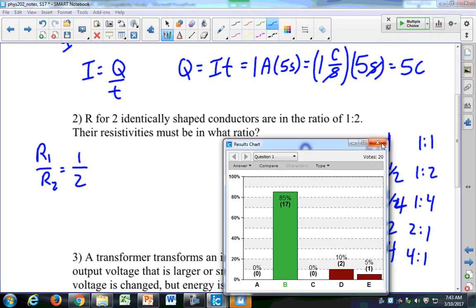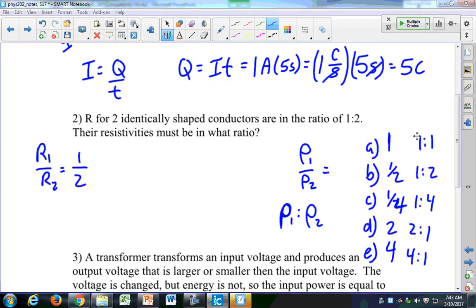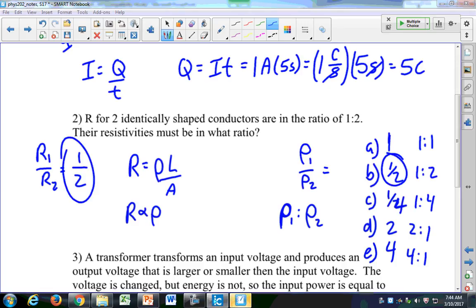Okay, that's good. B is right. It's a 1 to 2 ratio, or a 1/2 ratio. We know this because our resistance is equal to rho L over A. That means that the resistance is proportional to the resistivity, directly proportional. So whatever ratio I have of rho 1 to rho 2, the R1 to R2 ratio will also be rho 1 to rho 2.